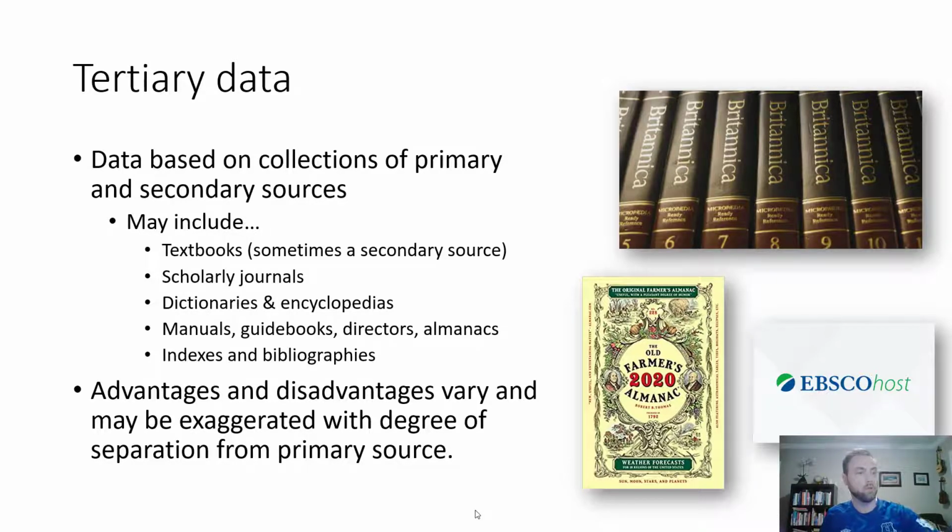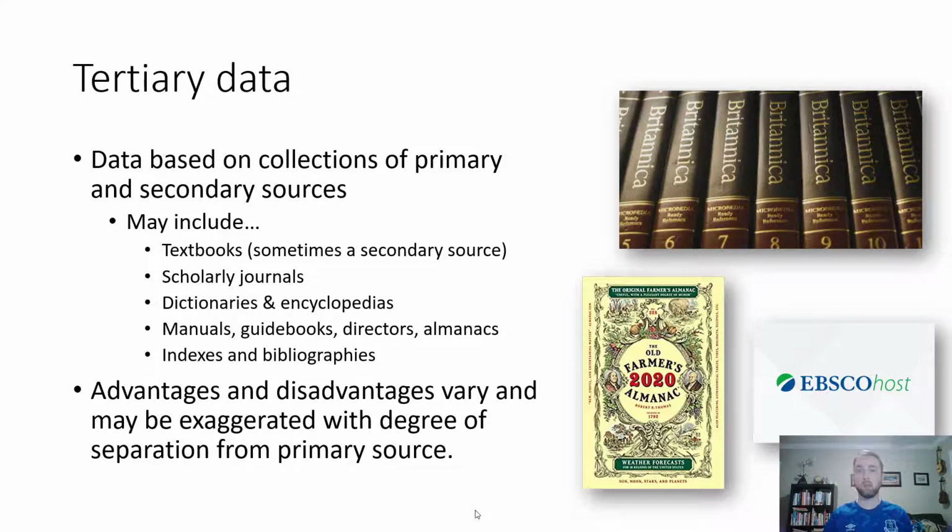Scholarly journals. Journals are collections of scholarly articles. Dictionaries, encyclopedias, manuals, guidebooks, directories, almanacs, and indexes and bibliographies. Each of these are tertiary data. The advantages and disadvantages vary, and they may be exaggerated with a degree of separation from the primary source. So just know that any of those advantages and disadvantages we talked about with primary and secondary can be accentuated with tertiary.